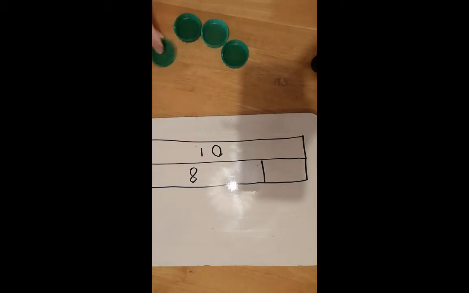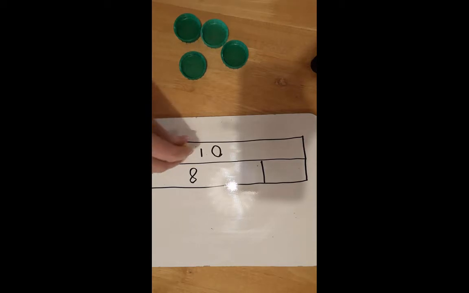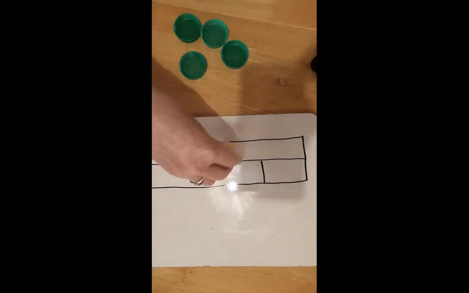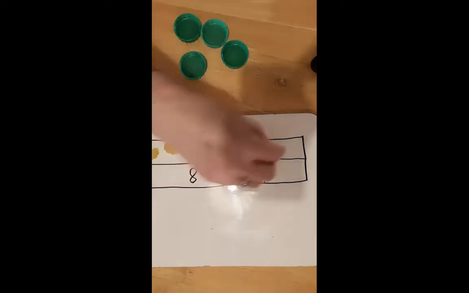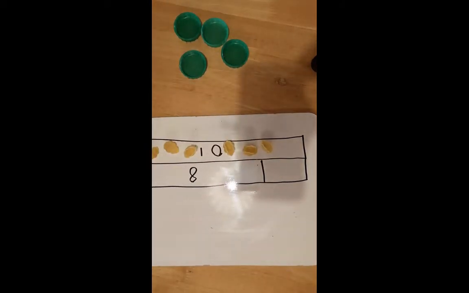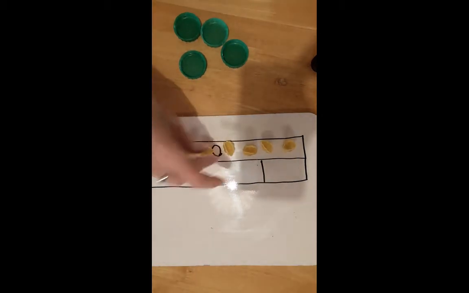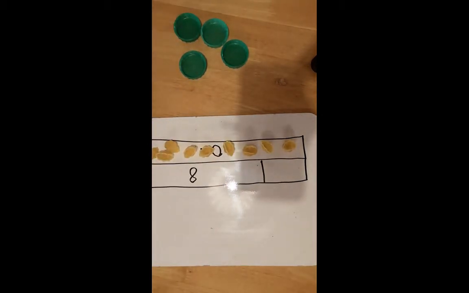I'm going to use either bottle tops or some pasta shapes to help me. If you're at school, you'd probably have cubes or you'd have the base 10 to help you. But I'm just going to use things I've got at home. So let's do the pasta shapes. I need to show 10. 1, 2, 3, 4, 5, 6, 7, 8, 9, 10. So 10, that's my whole.